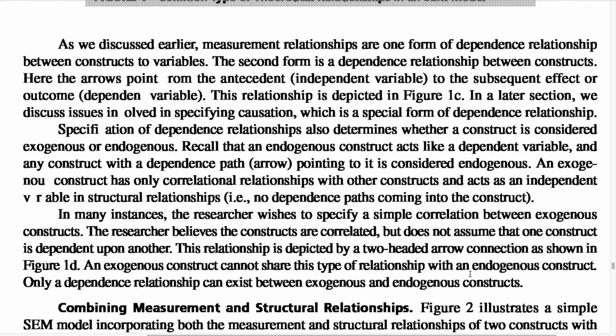In many instances, the researcher wishes to specify a simple correlation between exogenous constructs. The researcher believes the constructs are correlated but does not assume that one construct is dependent upon another. This relationship is depicted by a two-headed arrow connection, as shown in figure 1d. An exogenous construct cannot share this type of relationship with an endogenous construct. Only a dependent relationship can exist between exogenous and endogenous constructs.